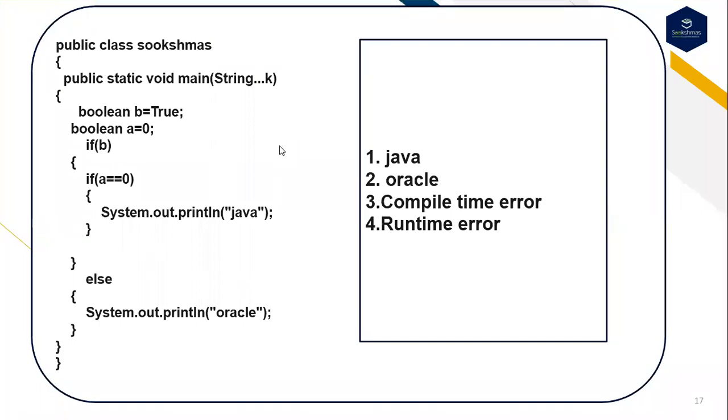This is the third question. public class Sukshmas, public static void main, boolean b is equal to true, boolean a is equal to 0, if followed by b, if a equal to 0, I'm just printing Java, else part, I'm just printing Oracle. These are all the following options, guys. Predict the output of this code.